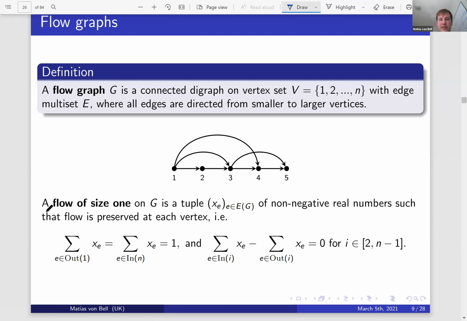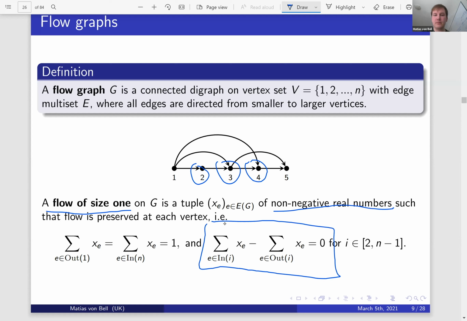And then we're going to define a flow of size 1 to be a tuple x sub e, where e is an edge in this graph. It's a tuple of non-negative real numbers, so that flow is preserved at every single vertex. And so in the vertices here, 2, 3, 4, the inflow has to be equal to the outflow. That's captured by this equation here.